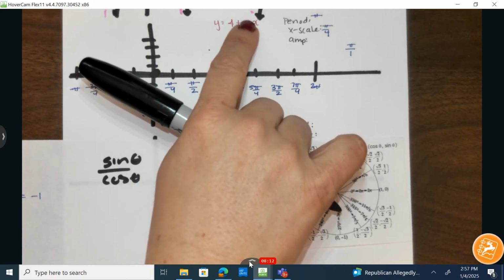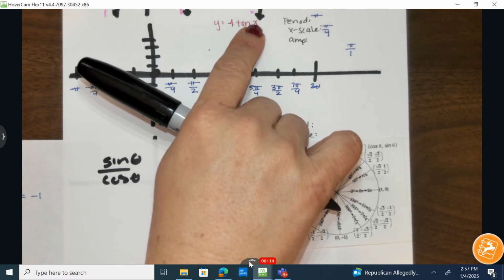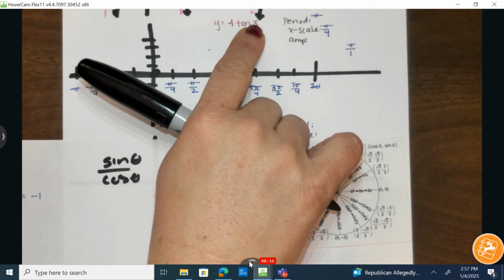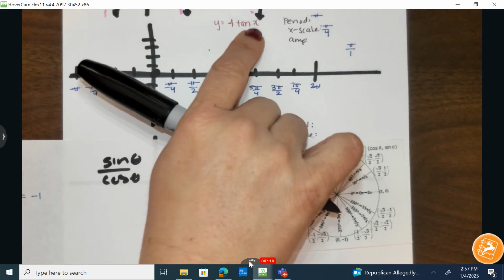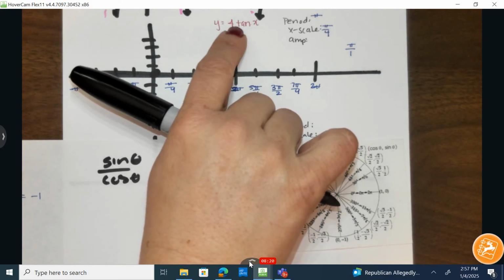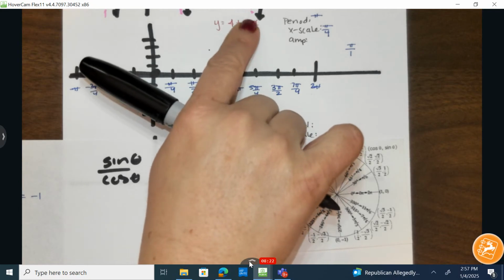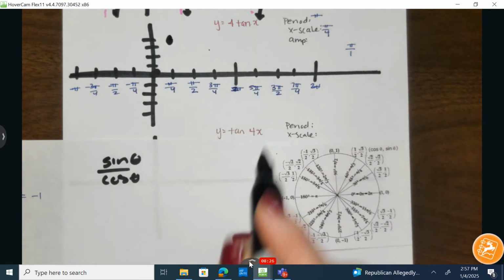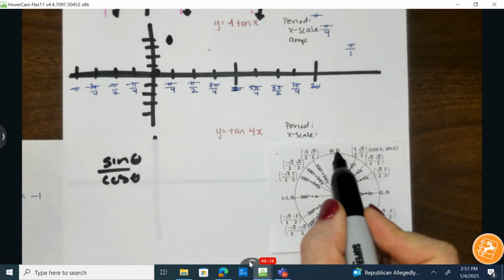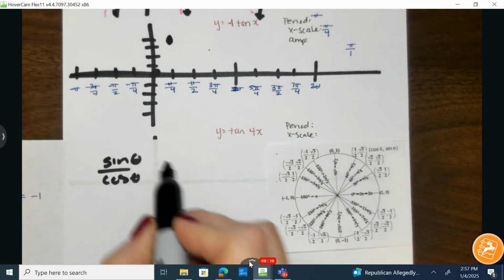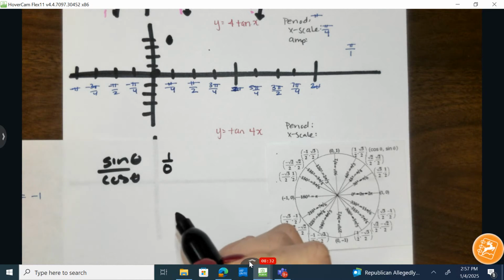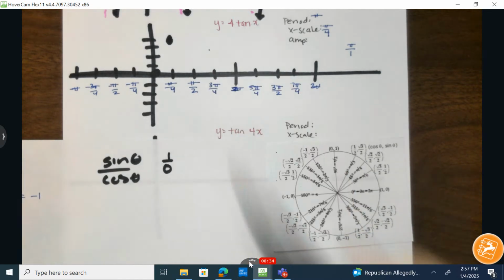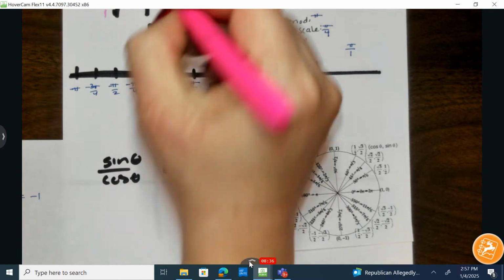So I've evaluated the tangent at 45 degrees, or pi over 4, and I received an answer of 1, but now I need to take it times the value out front to receive the output. And so the output becomes 4. So at this position, we're up to 4. Now at pi over 2, I have 1 divided by 0. Well, 1 divided by 0, as we spoke about in the previous, is undefined. I don't need to take it times a 4. It's still undefined.